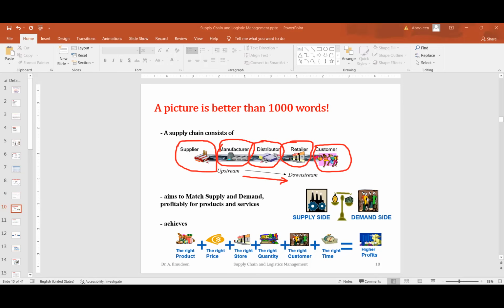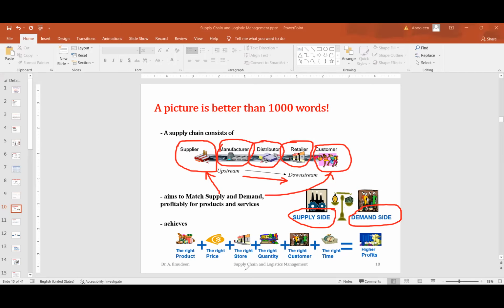The supply chain consists of the following connected partners, and it aims to match supply and demand. The customers have the demand, and the manufacturing company or supplier has the supplying power. The companies want to enjoy higher profit. Here you can see the supply side and the demand side. From the customer side, demand, and from the supply side, supply. They want to balance it.